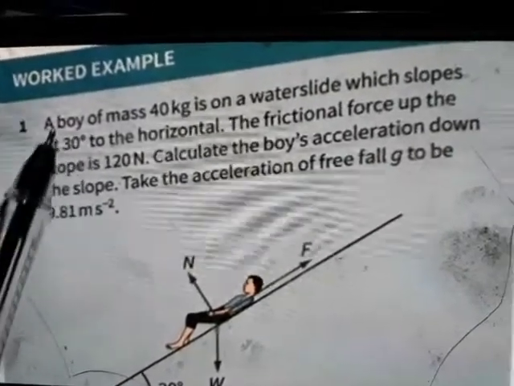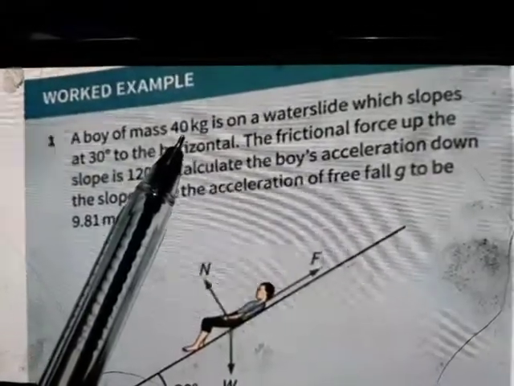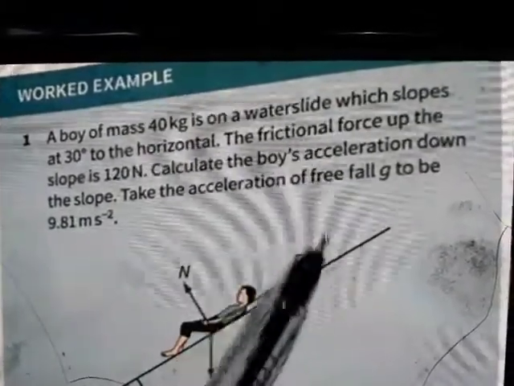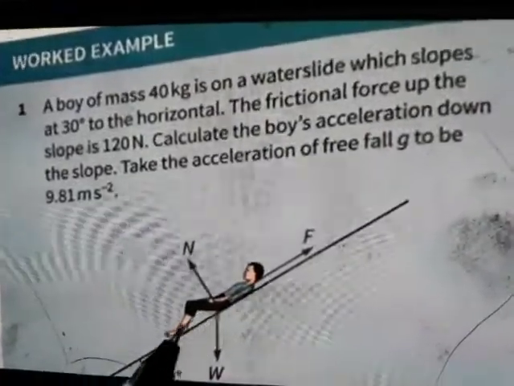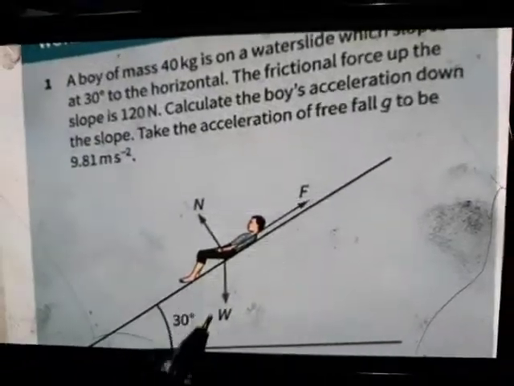Now see what is given to you. A boy of mass 40 kg. So what is given to you? Mass of the boy is given to be 40 kg. He is coming down on a water slide, coming down like this, where the weight of the body always acts downwards.